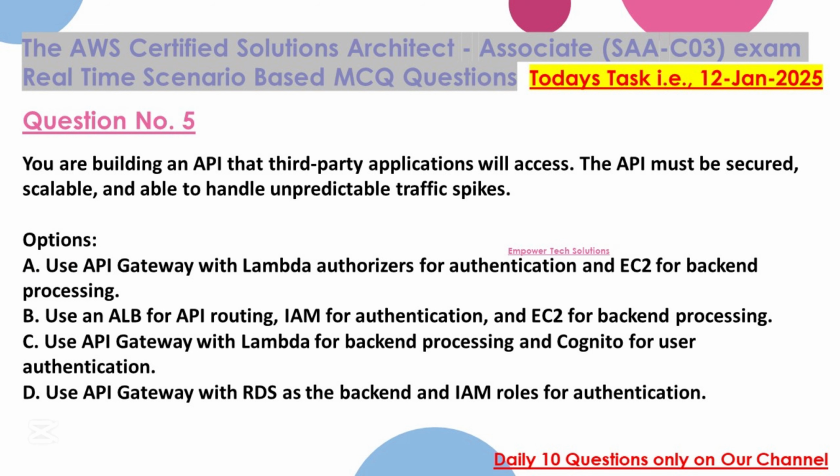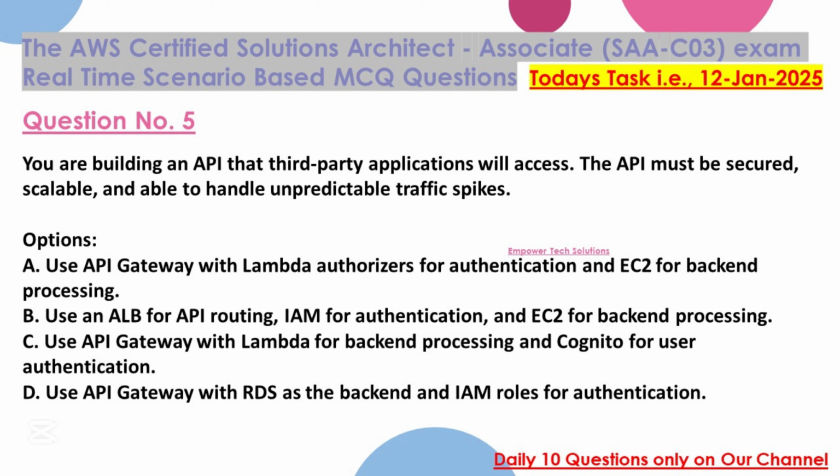You are building an API that third-party applications will access. The API must be secured, scalable, and able to handle unpredictable traffic spikes. Options: A. Use API gateway with Lambda authorizers for authentication and EC2 for backend processing.